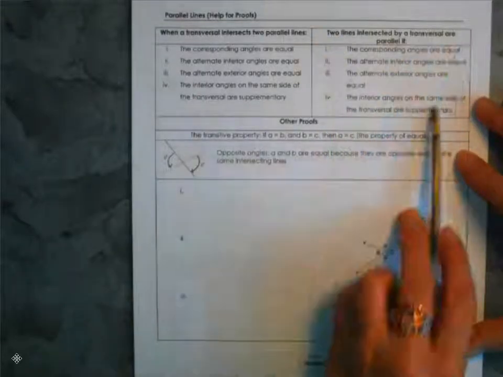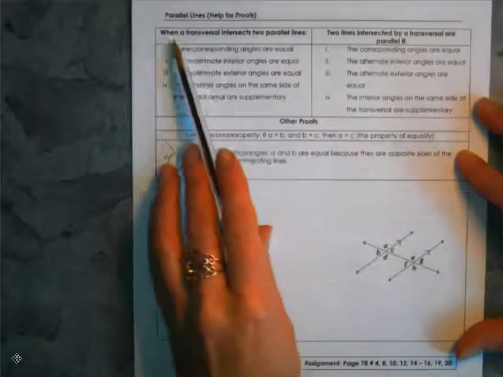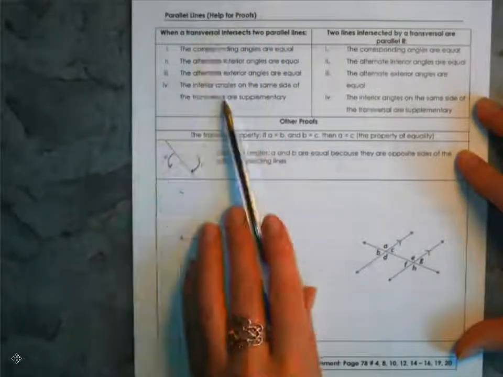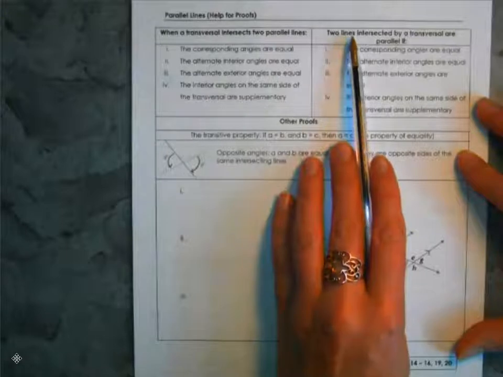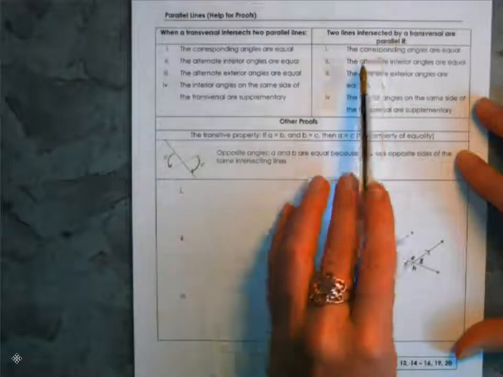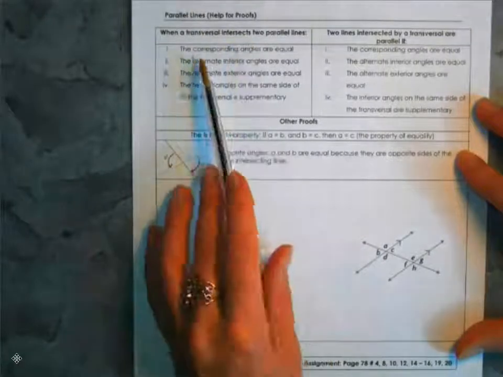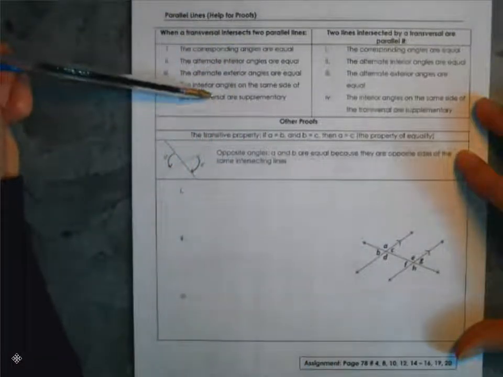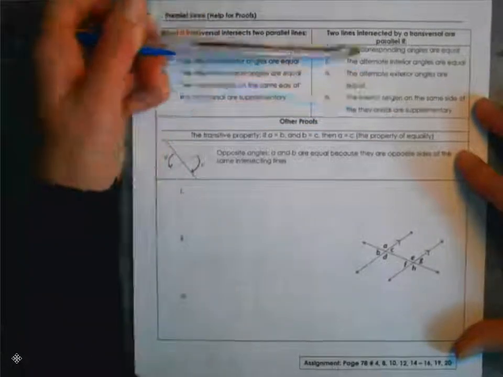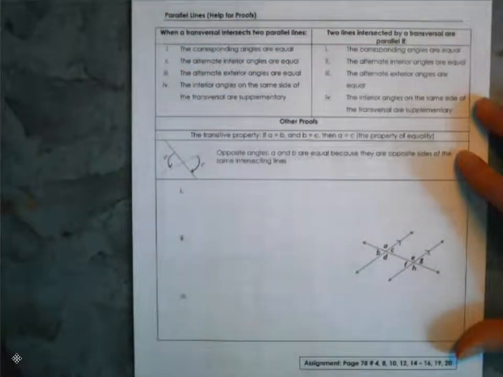Now the other side of this proof box is basically saying the same thing but in reverse, because here we're trying to say, if a transversal intersects two parallel lines, these facts will be true. This one is trying to say two lines that are intersected by a transversal are for sure parallel if, and then basically the proofs are the same. So this one is saying you have a transversal intersecting and therefore these angles will be equal. Here you're saying if these angles are equal, or if these facts are true, then we know that those lines have to be parallel, the two lines that are intersected by the transversal.